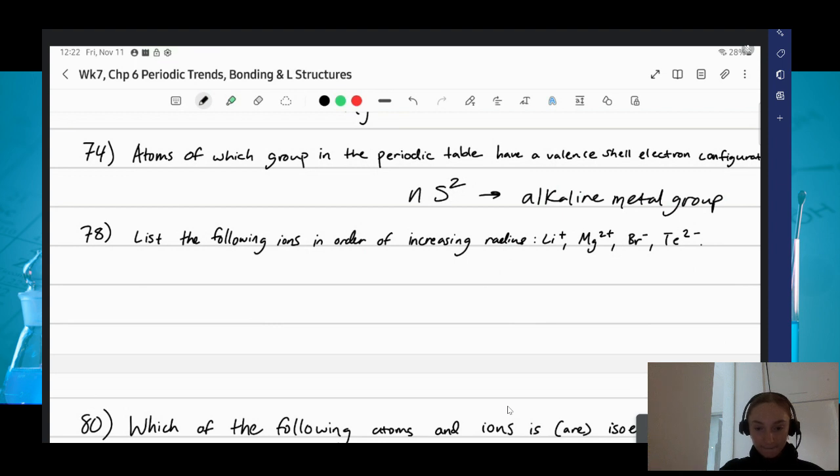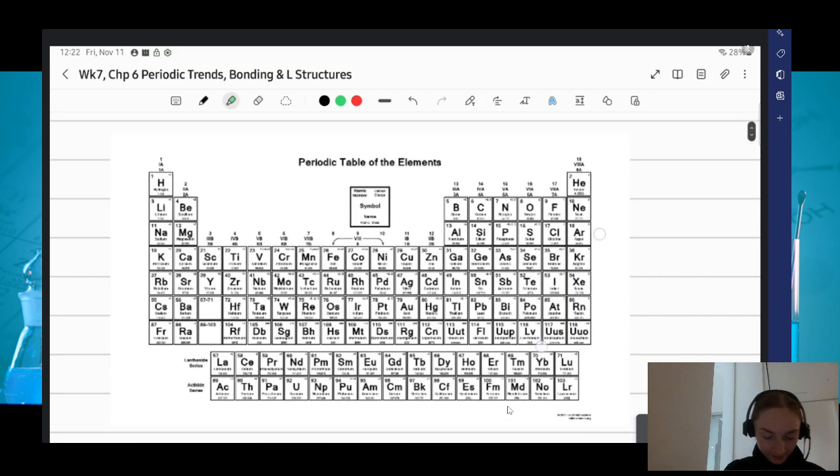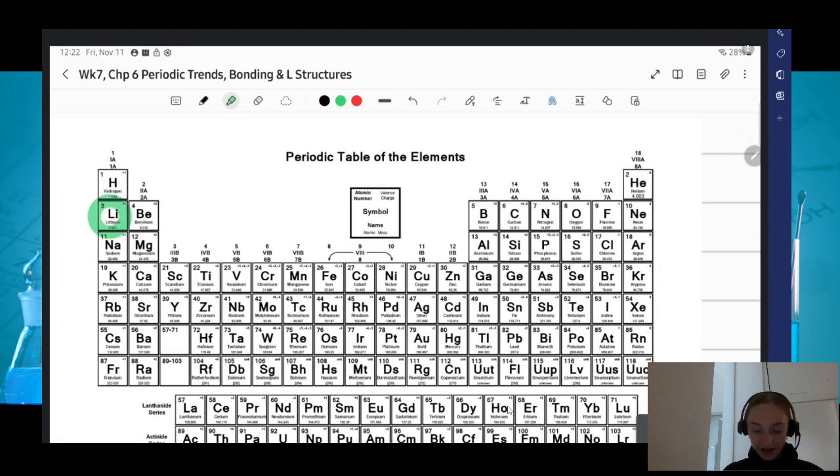And so this gets a little bit more tricky because charges can really affect how small something is, and that is sometimes more important than the row number, and I'll show you what that looks like. But let's first look at where all 4 of these ions are located on the periodic table, and then let's look at their radii. Okay, so we have lithium right here, and we have magnesium.